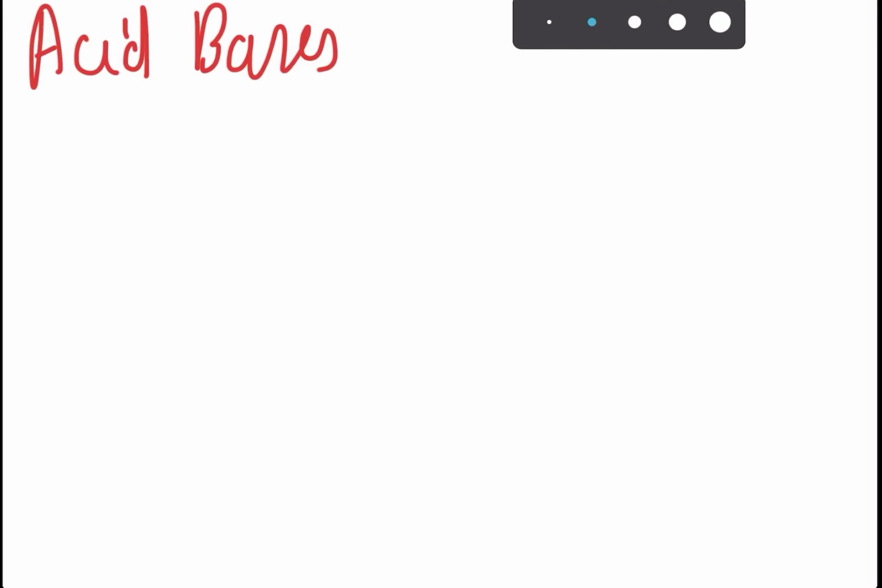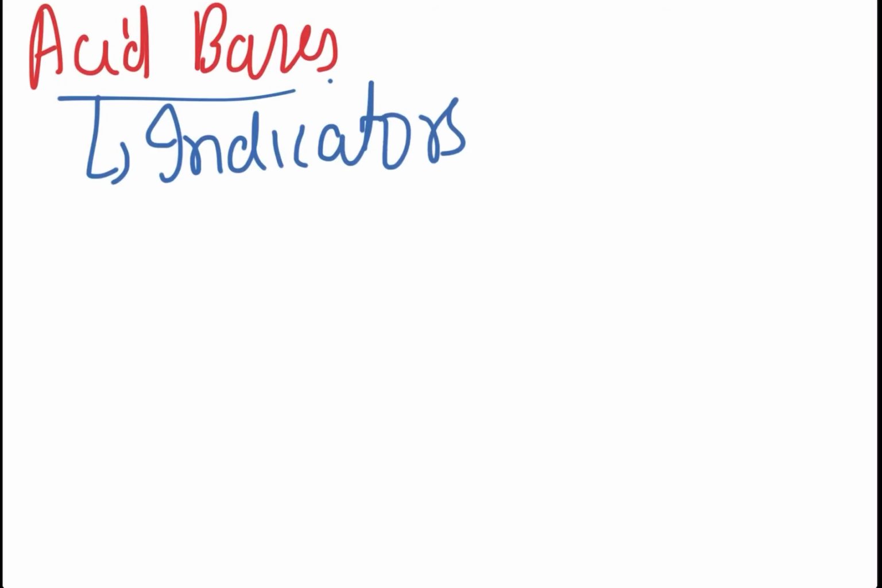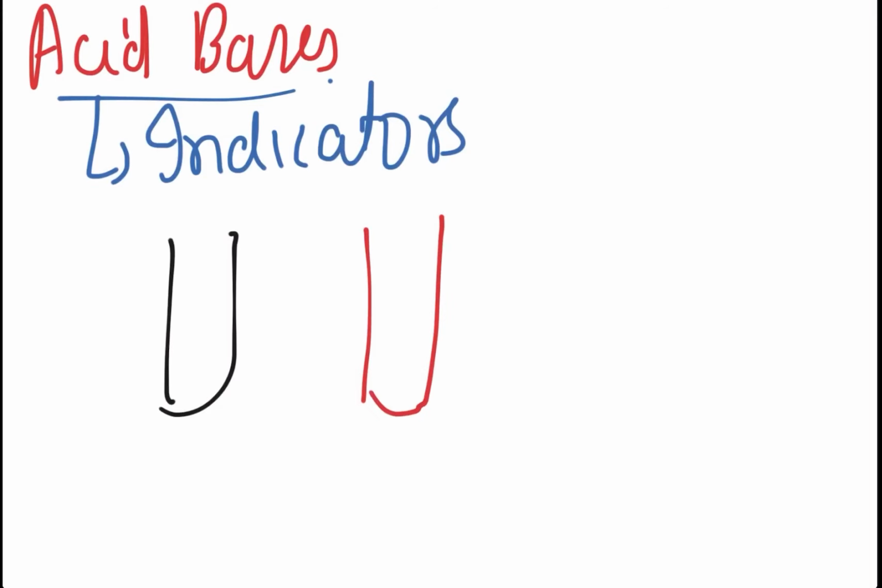In acids and bases, we are generally asked a question regarding indicators. For example, I had 3 test tubes here: test tube A, test tube B, and test tube C. Sorry, the drawing is a little unneat.